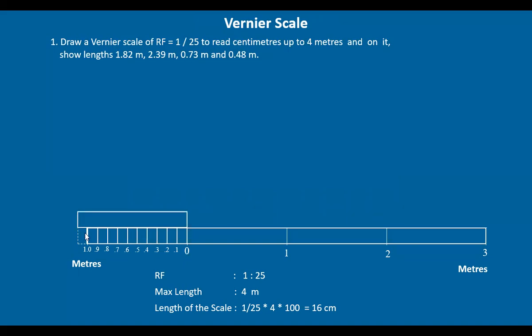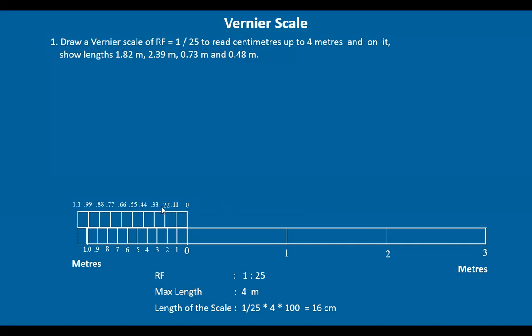Now this entire 1.1 meter is divided into 10 equal parts. So 1.1 divided by 10 is equal to 0.11. Let's mark this 0.11 here. So this is 0.11, 0.22, 0.33. These are all meters again.